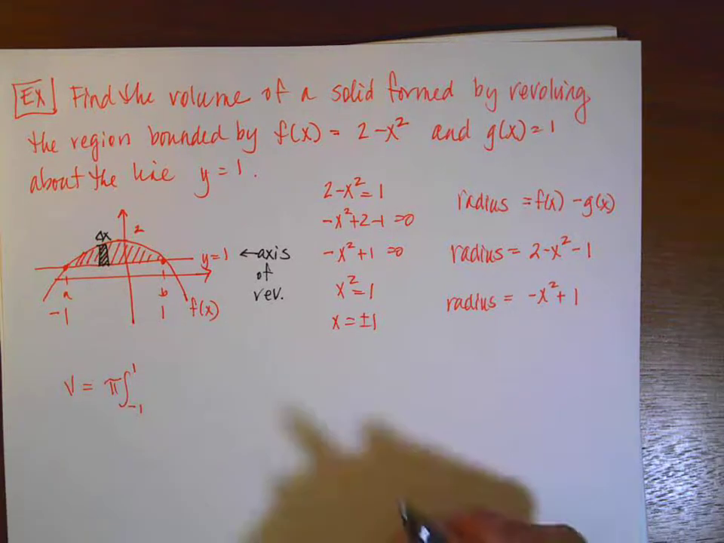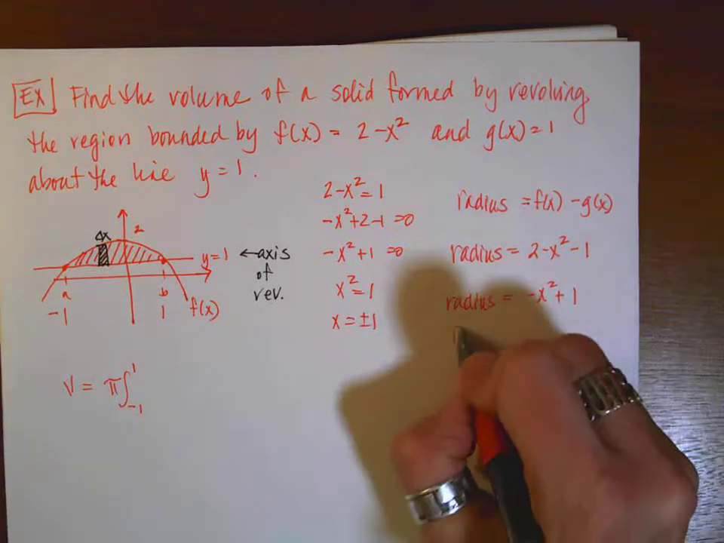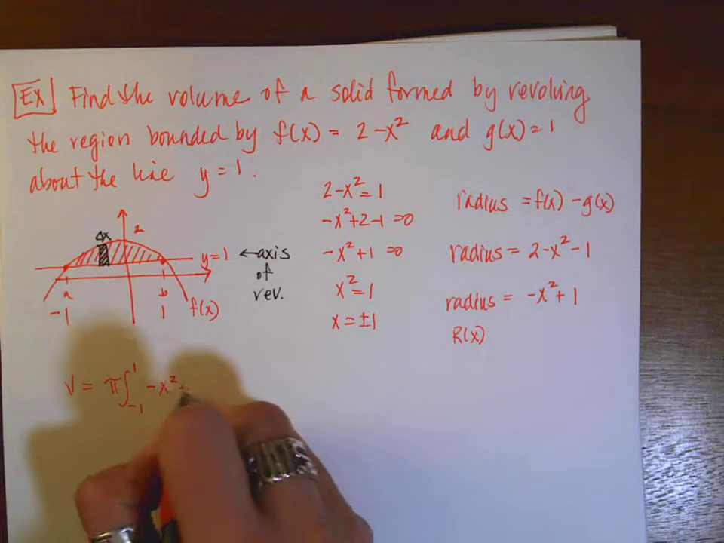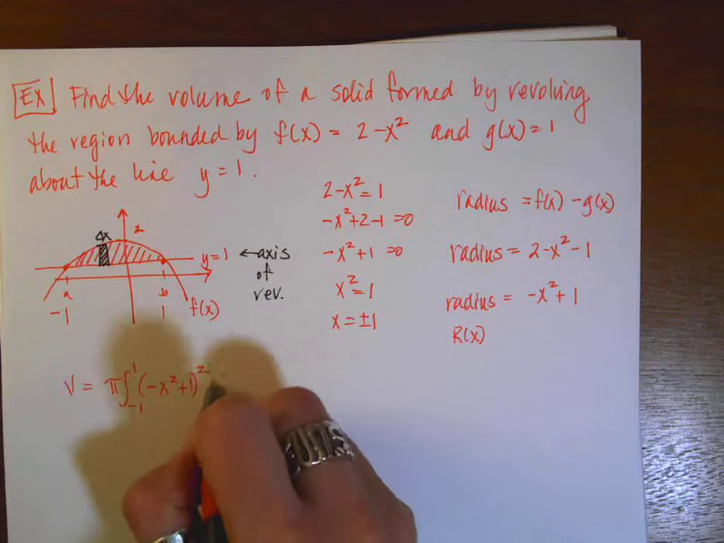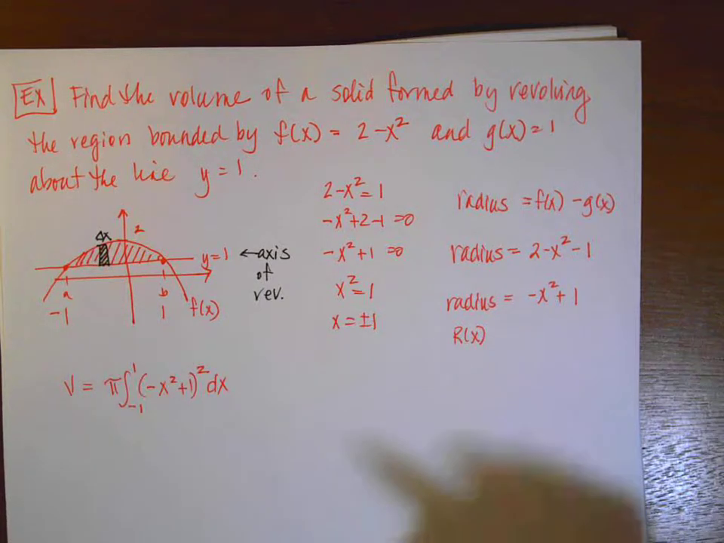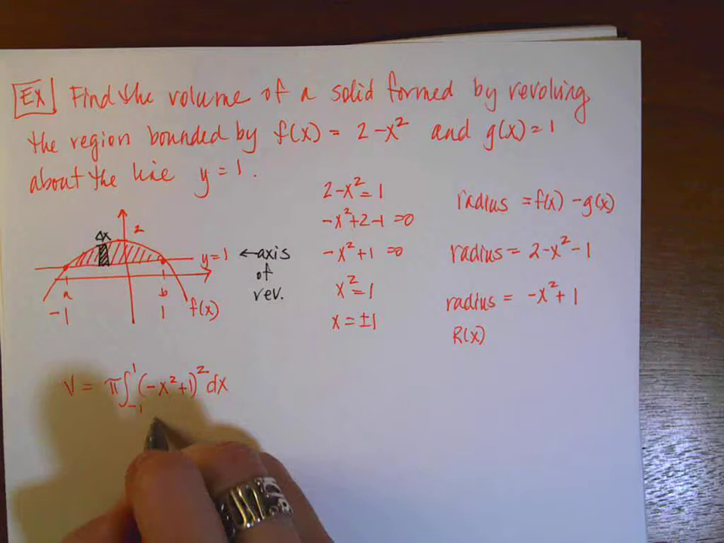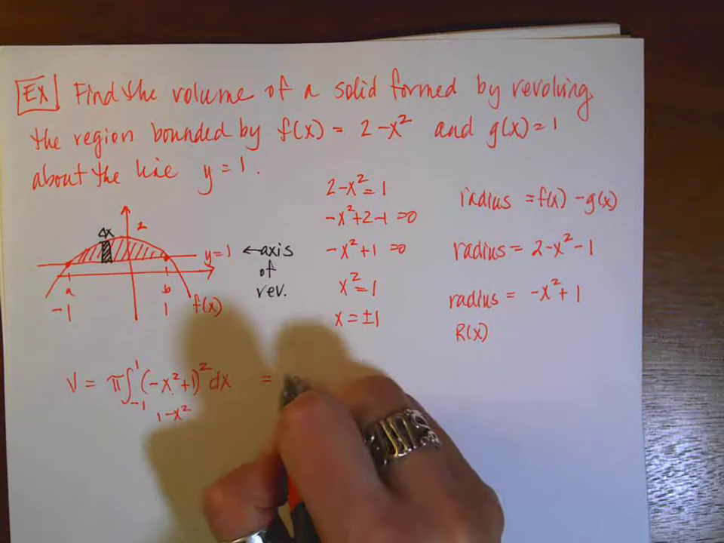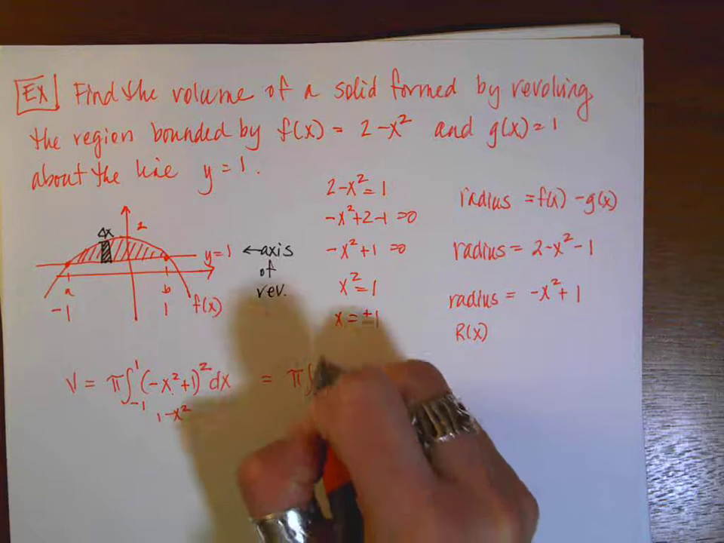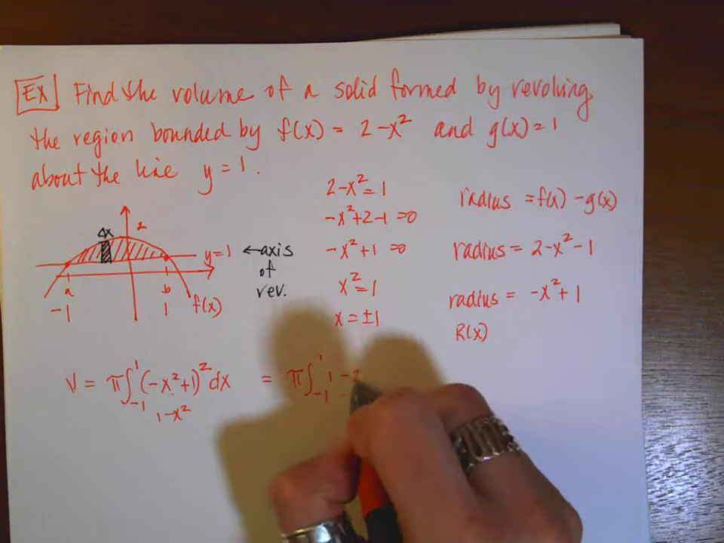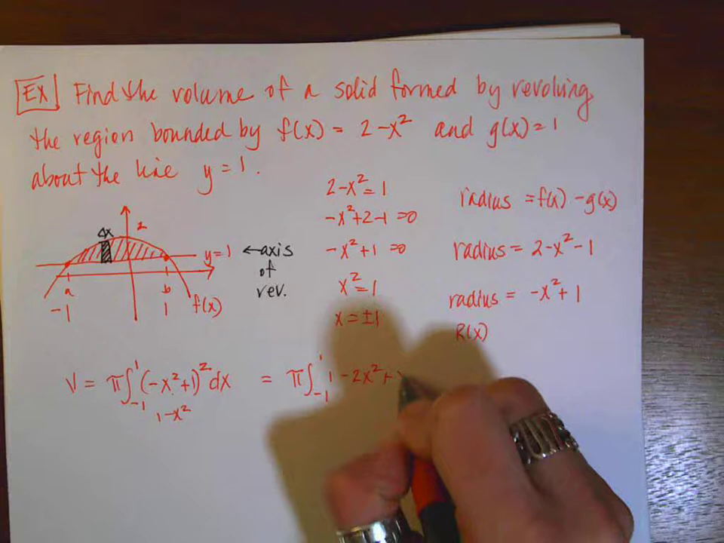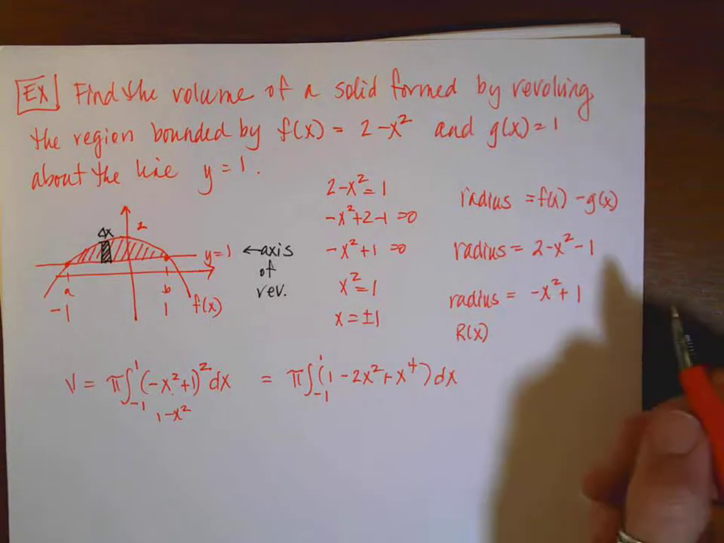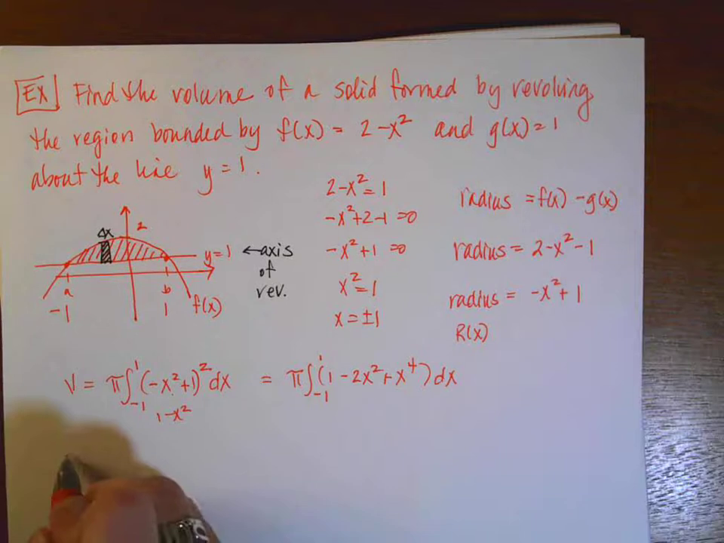So, and remember, this is the radius, and so my volume equation, pi comes out front because he's a constant, negative 1 to 1. And then my r of x, so this is the radius, but it's also r of x, so it's going to be a negative x squared plus 1 quantity squared dx, okay? And I'm actually going to expand this, just to help my poor little pea brain, I'm going to turn it around. So I'm going to have pi times the integral from a negative 1 to 1 of 1 minus 2x squared plus x to the 4th, use my parentheses, dx.